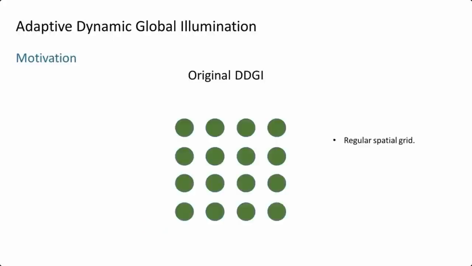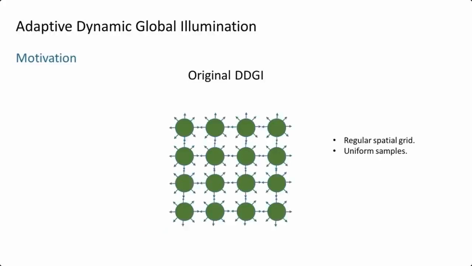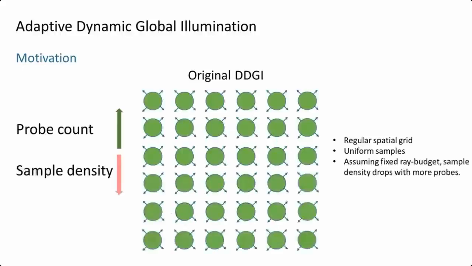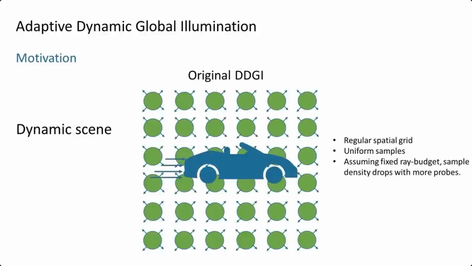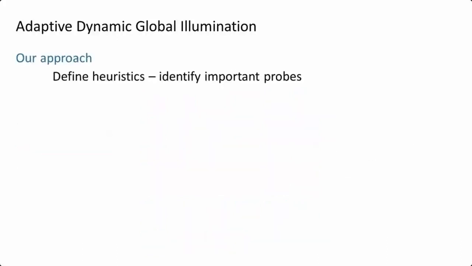We propose an adaptive extension of the Dynamic Diffuse Global Illumination, or DDGI, technique. DDGI is a probe-based GI technique that places probes on a regular grid and populates them with uniform sampling. With a fixed sample budget per frame, increasing the probe count reduces the number of samples per probe. As such, the technique fails to capture transient dynamic changes in a scene due to a less than desired concentration of resources per probe. Our adaptive extension aims at improving resource concentration in critical areas.